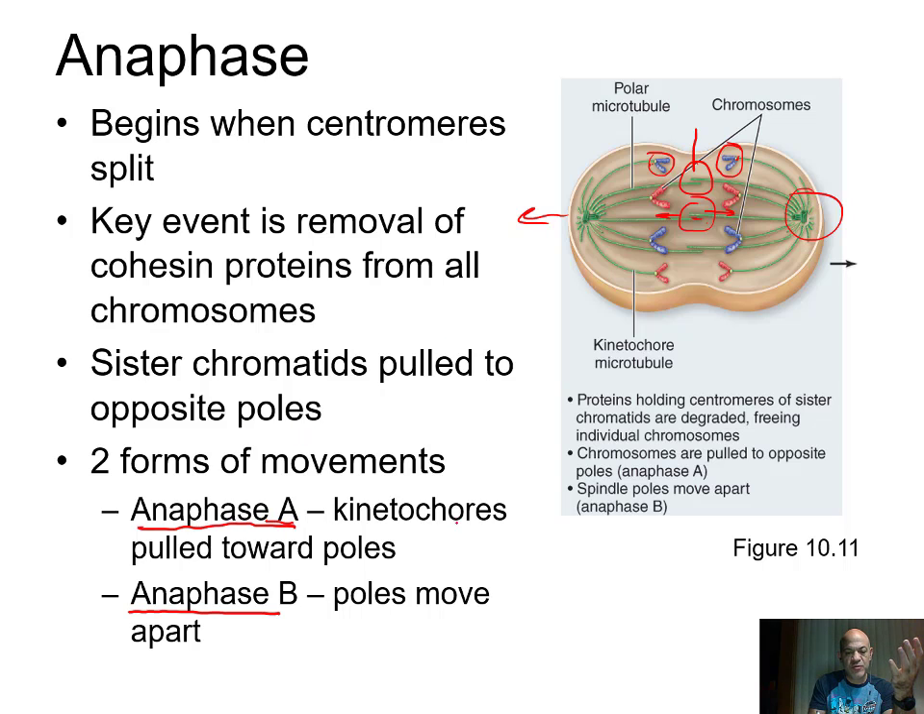So remember, there's anaphase A that pulls the sister chromatids apart, which were the kinetochores, and then there's anaphase B, which is where the poles themselves are being pushed further away from each other.